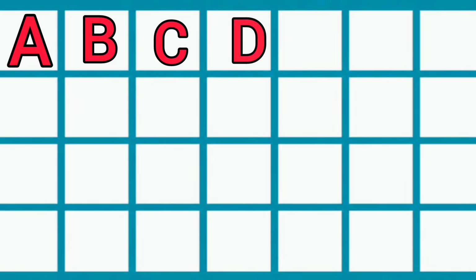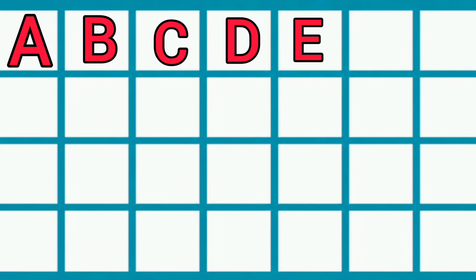A for ant. B for bed. C for cat. D for dog. E for elephant. F for fish.